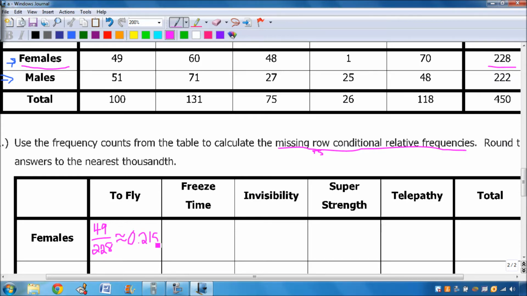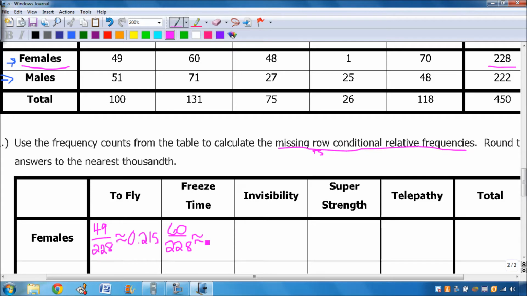What does this mean, though? This means that 21.5% of females, because it's out of 228, chose to fly. Okay, it's not out of everyone. So now I want to know what percentage of females chose freeze time. So I know that 60 out of 228 females chose freeze time.